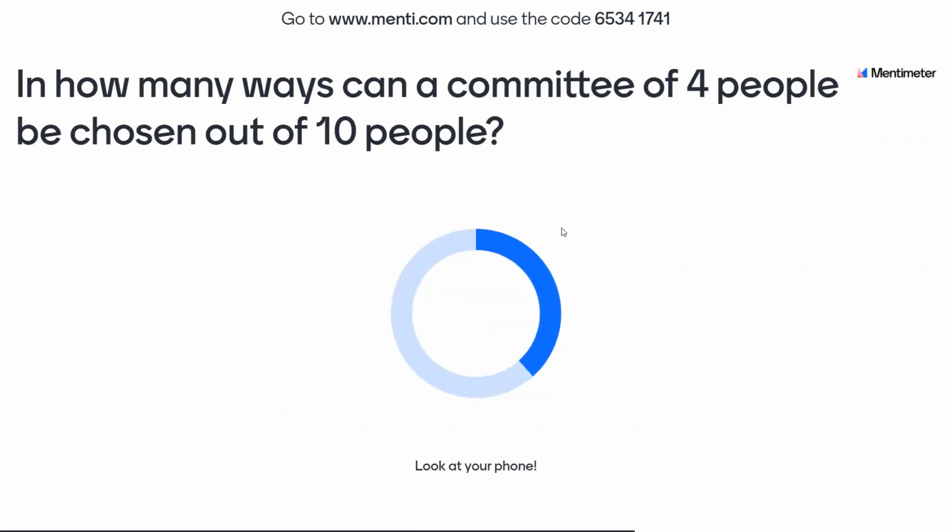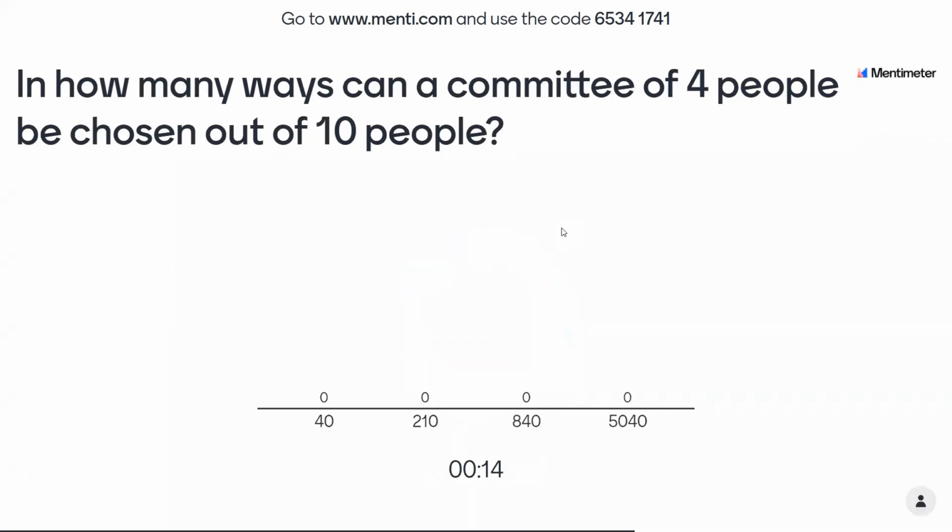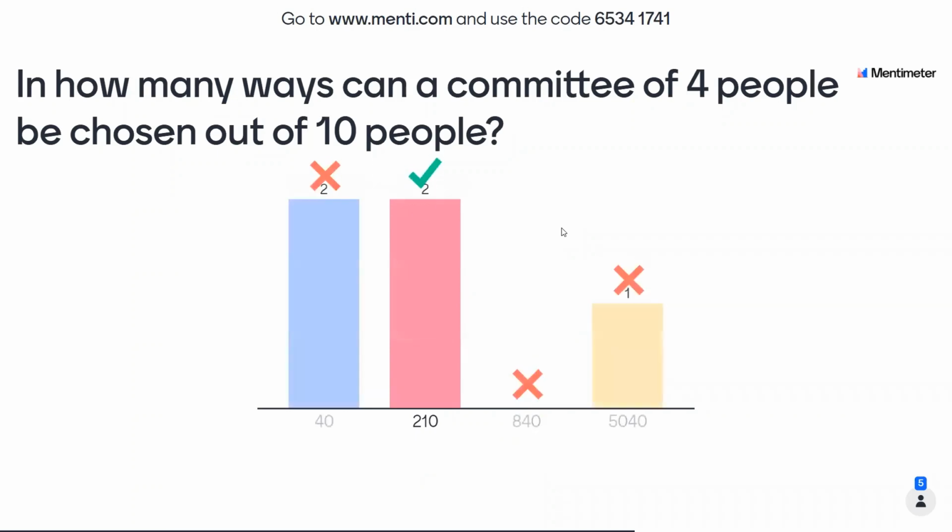In how many ways can a committee of 4 people be chosen out of 10 people? Order is not important. The answer is going to be 210. Why? Because it is 4 people out of 10 people, and the order is not important. So we'll do 10C4. If you do 10C4, calculate how much you get.